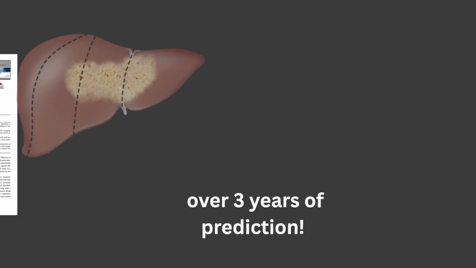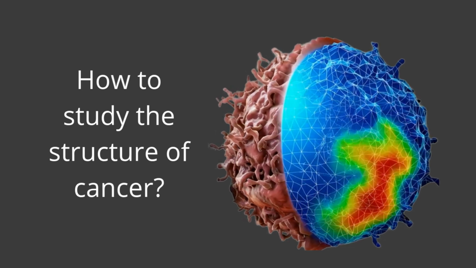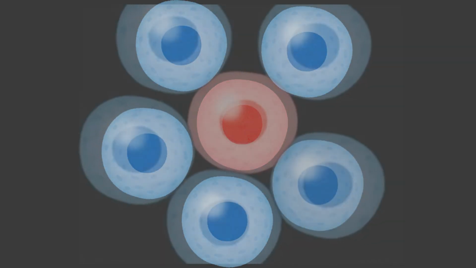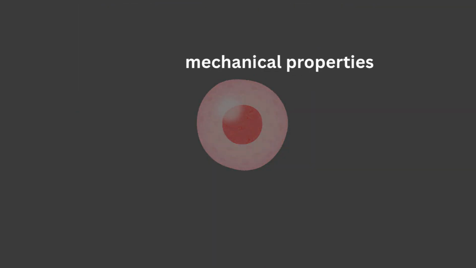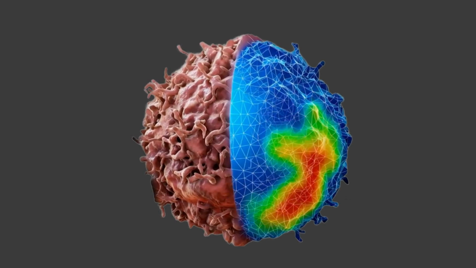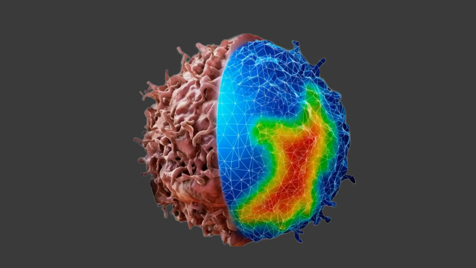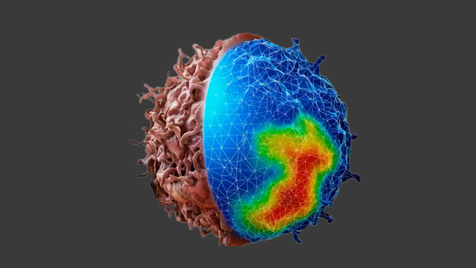Let's move to the next question. How to study the structure of cancer? Cells don't live in an empty space. They push on the surrounding tissue, compress blood vessels, and have specific mechanical properties like stiffness. So stress and strain can build inside of it. These invisible physical forces can determine whether some sort of treatment succeeds or fails.